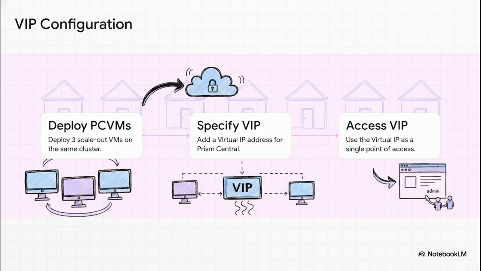It really doesn't matter which of the 3 underlying PCVMs is actually processing your request on the backend. You just type that single virtual IP into your browser. It routes your traffic effortlessly and handles failovers totally invisibly. Oh, and here is a massive rule to remember for the exam. All 3 of those scale-out VMs must run on the exact same cluster.